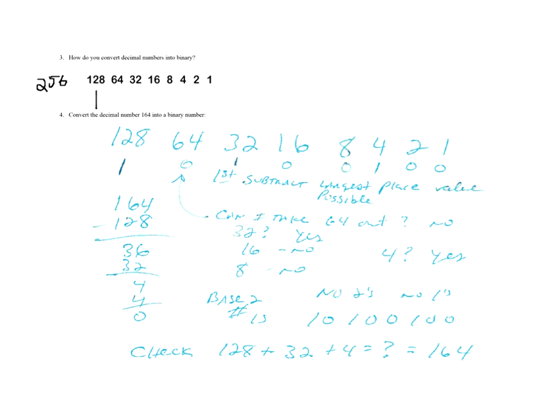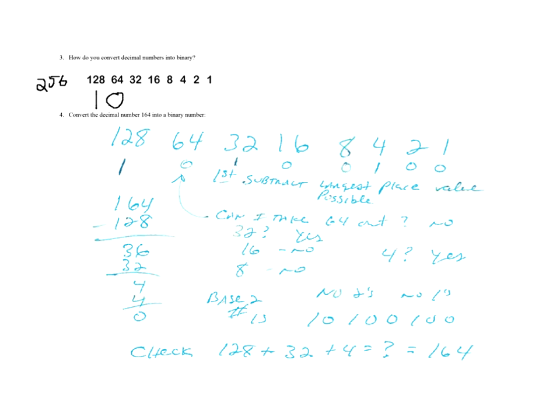Now I subtract the 128 from that number, and what's left? 36 is left. Then I look at the next place value here. Can I take 64 out of 36? I can't. And so I have to put a 0 in there because I can't have any of the 64s. Now, I go to the next number place.